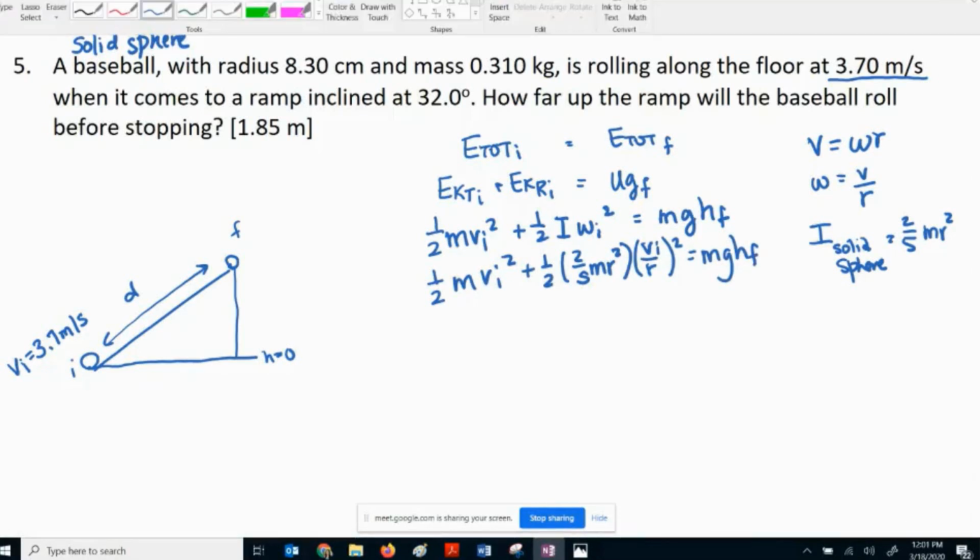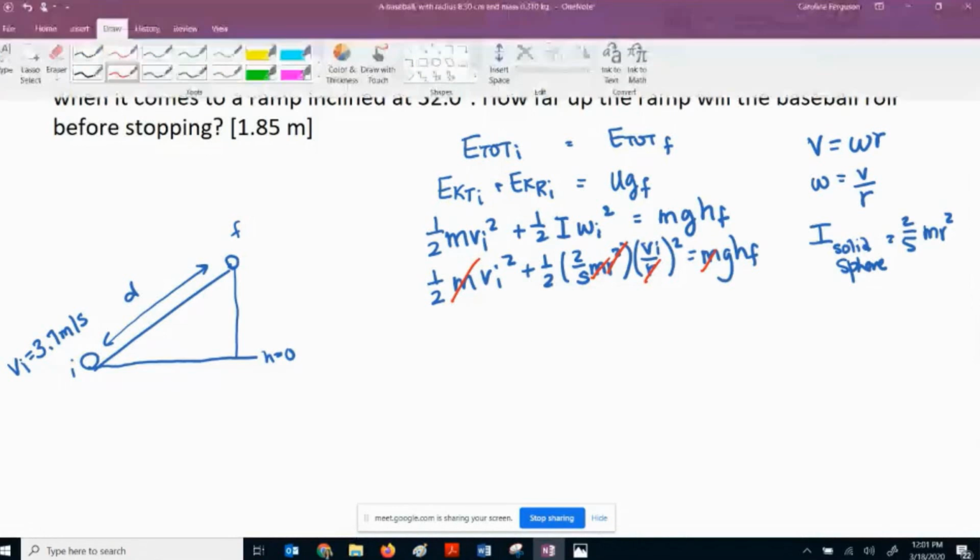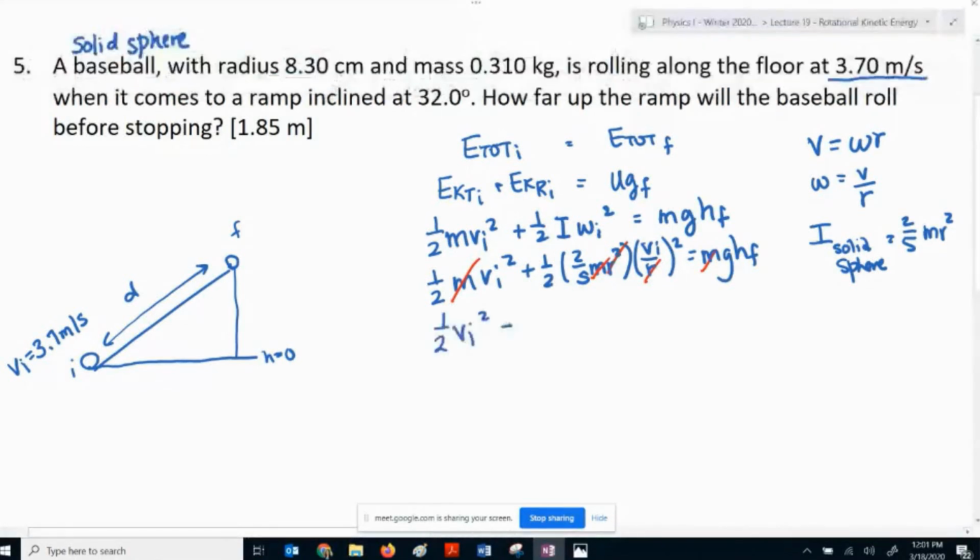Okay, now we can try simplifying a bunch of stuff. So the m's cancel, and then the r squared cancels again. Remember that r is being squared because there's a square outside of the bracket. And now we can simplify everything. So we have 1/2 v initial squared plus, the 2's cancel, so we have 1/5 v initial squared equals g h final. And when we add these, we still get 7/10, like the last one. 7/10 v initial squared equals g h f. And we're looking for h f, which is 7/10 v i squared over g.